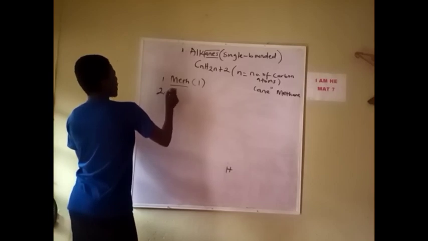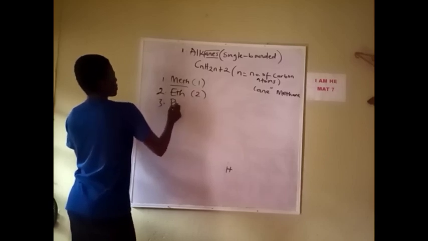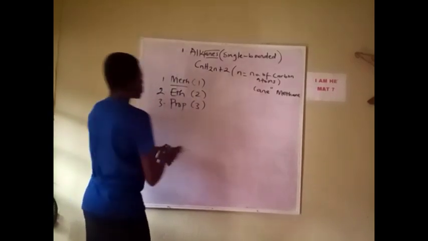Okay? Let me do for X, that's 2. I'll do for 3. Let me do for prop. I'll do for 3. Okay, then you do the rest. So let's do for ethane.